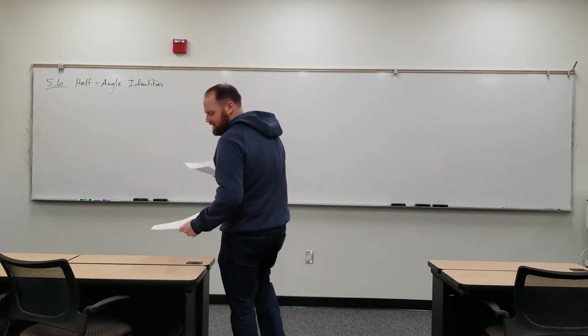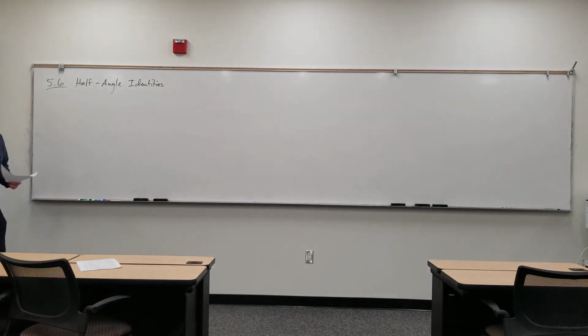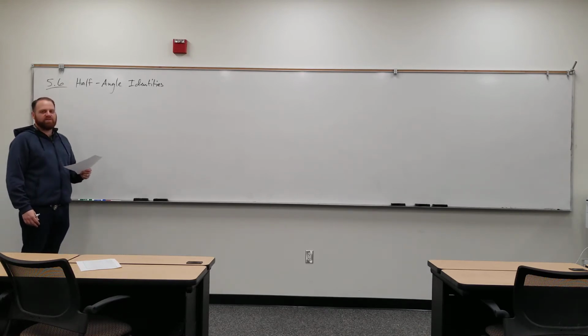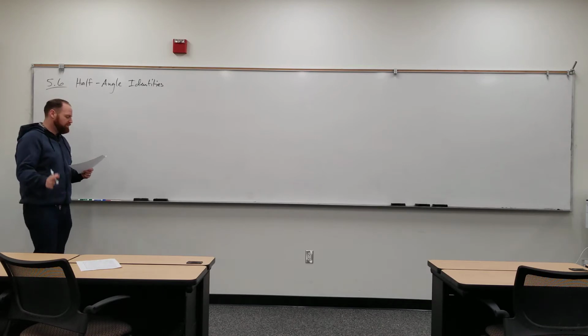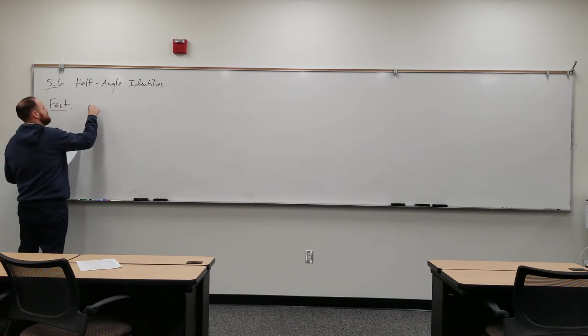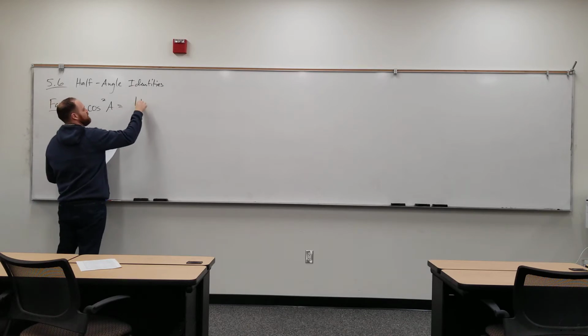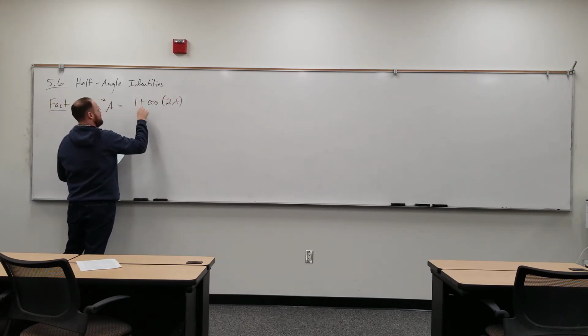So let's talk about these half-angle identities. Once again, I'm just going to prove one of these to you. Actually, we'll prove another one together as an exercise. Let's start off. Let's prove that cosine squared A is (1 plus cosine 2A) divided by 2.